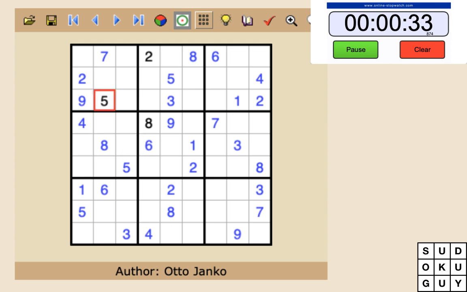Only one spot a 5 can go in this 3x3 box. Now there's just 3, 4, and 7 left. Pencil mark in the 4 and 7, and I know where the 3 goes. 1 and 6 left in this column. Oh, there's already a 6 in that row, the top row. So we know what order those go in.